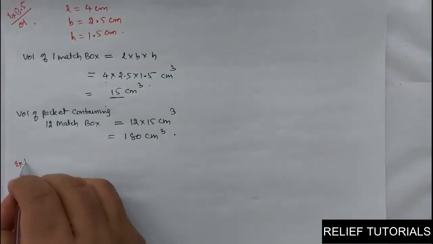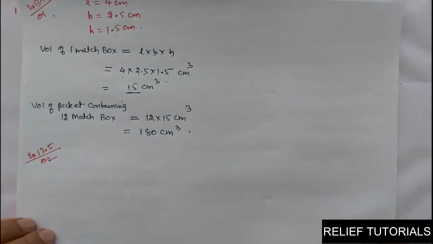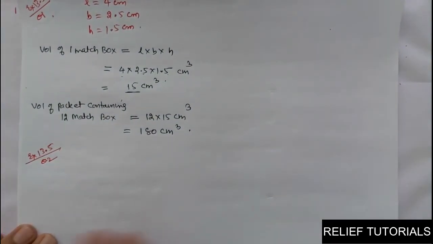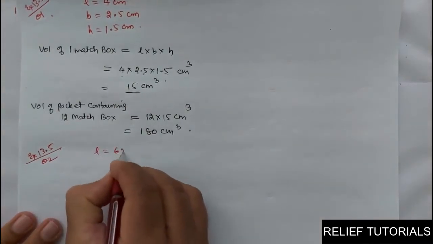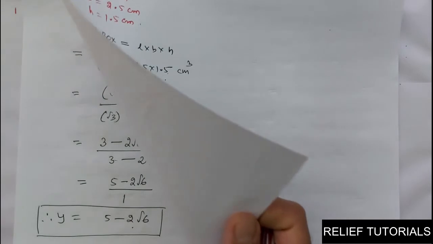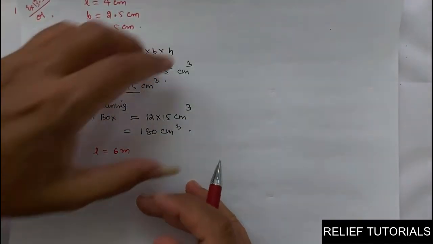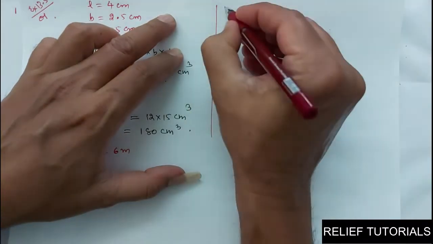Now exercise 13.5, question number 2. See, read the question. A cuboidal water tank is 6 meter long. So length is equal to 6 meter long. Okay. But before that I will discuss one theory, the conversion theory. You have to remember this, a very important theory.